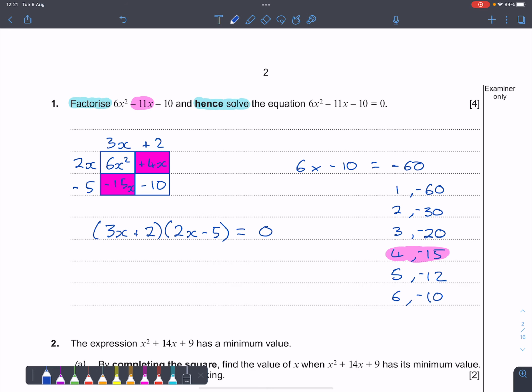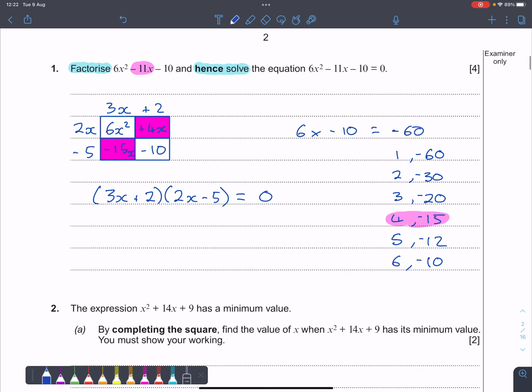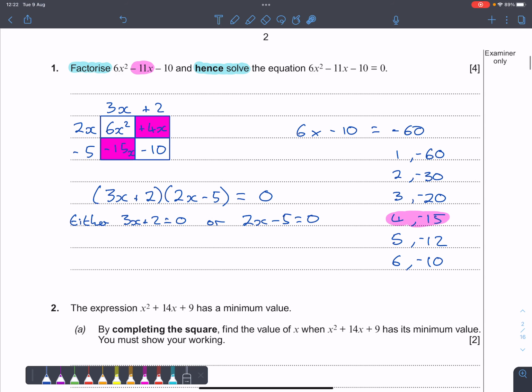Okay, then I'm going to do my hence solve bit. So I'm going to put that equal to 0. So now I've got a multiplication where the solution is 0. So in order to do that, then either this 3x plus 2, the first bracket, is 0, because then we'll have 0 multiplied by something, which is always going to be 0. Or we can have the second bracket taking the value 0, because then we will have something multiplied by 0, which will also give me 0. So these are the two ways we can do it.